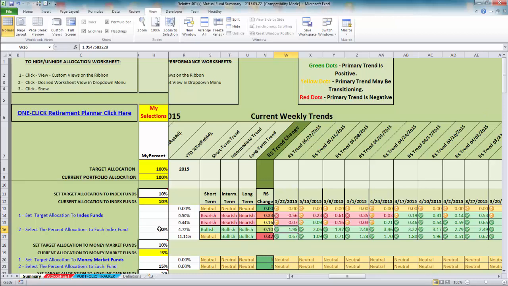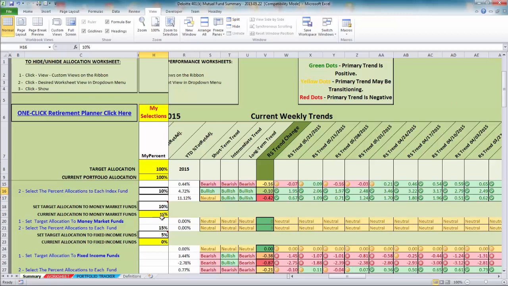Our current allocation to this first fund, we have the 10% allocation, and with the green light, we're just fine. And our benchmark with the U.S. equity funds is a 4.72% return for the year. So let's scroll down and see how we're doing.